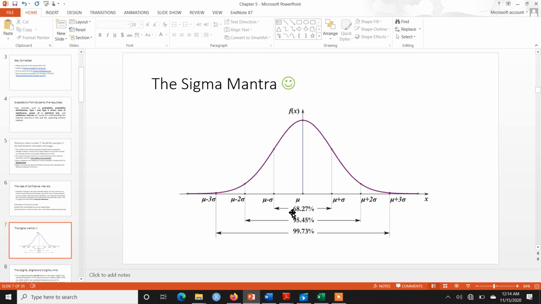68.27% of the data, and similarly mu minus 2 sigma to mu plus 2 sigma should cover 95.45%, and similarly you have the limit for the 3 sigma interval as well. So almost all of the data is covered within the mean plus or minus 3 times the standard deviation. That gives you a quick way of commenting on whether data is normal or not.